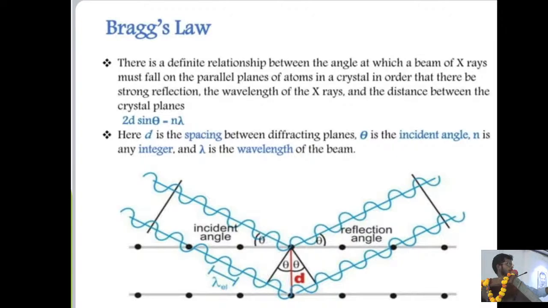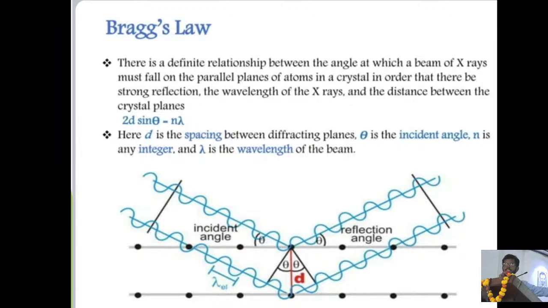For all the space, we consider a straight line with an incident angle and a reflected angle. The first is the incident angle and the second is the reflection angle. This is Bragg's equation: lambda equals 2d sin theta.